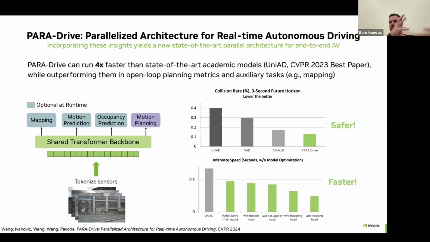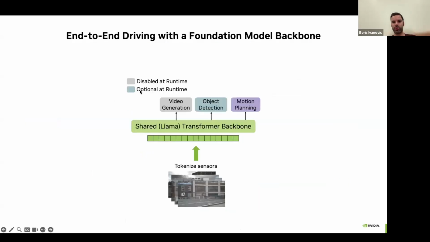And what we've done since this work earlier this year is we've scaled up this approach a bit. So we've looked at combining techniques from foundation model design, like having very general pre-training tasks, such as video generation via next token prediction, as well as still maintaining the existing AV tasks like object detection or motion planning.